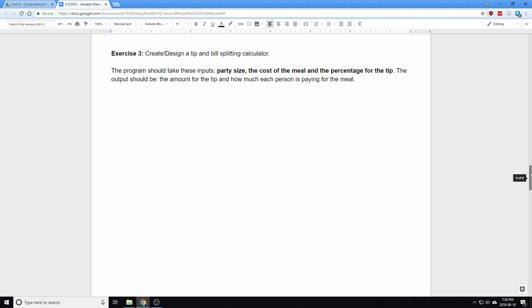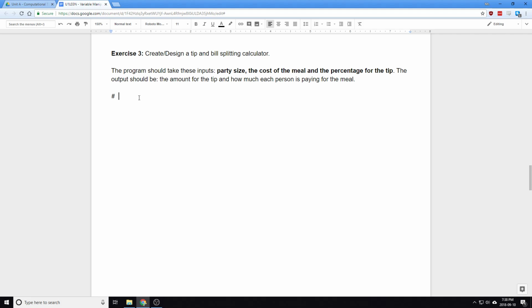It says the program should take these inputs. Number one, party size, as in how many people are at the dinner or lunch or brunch, the best meal. The cost of the meal, how much did the entire meal cost, and the percentage that we want to pay as a tip. And the output should be the amount of tip and how much each person is paying for the meal. So let's take care of the inputs and the variable initialization.